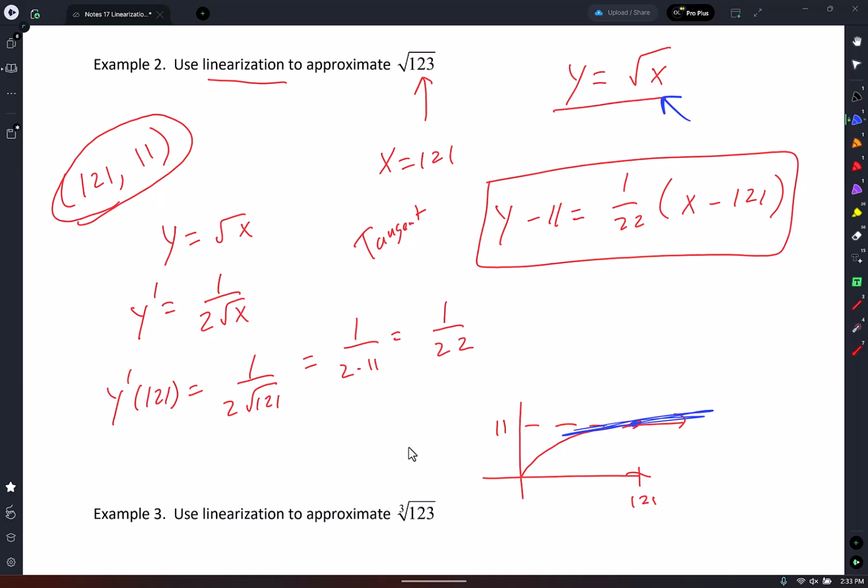All right. What value am I going to plug in there for x?